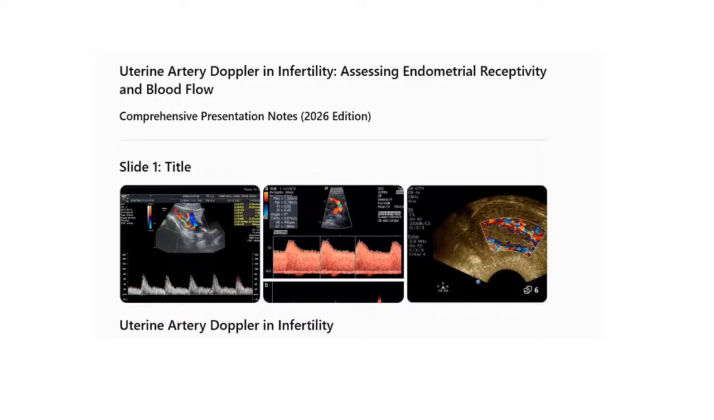What if a single Doppler ultrasound could reveal whether the uterus is truly ready for implantation? In the next few minutes, you will discover how uterine artery Doppler flow may provide valuable clues about endometrial receptivity, and why this assessment is becoming an important part of modern infertility evaluation.